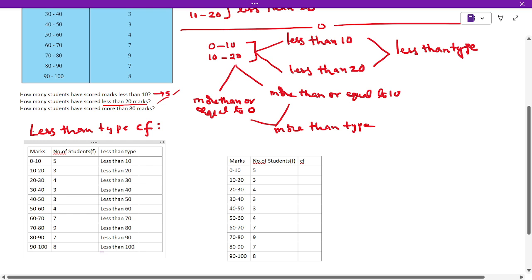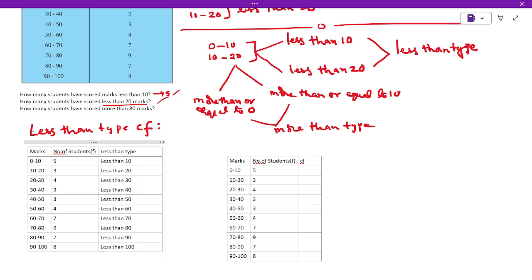Okay, so this is called a less than type cumulative frequency. If you observe it clearly, when I am using less than, that means I am using all the upper limits, right? Therefore for the less than type cumulative frequency we use the upper limits. We make the upper limit a benchmark, then we use the words less than: less than 10, less than 20, less than 30, less than 40, and so on.